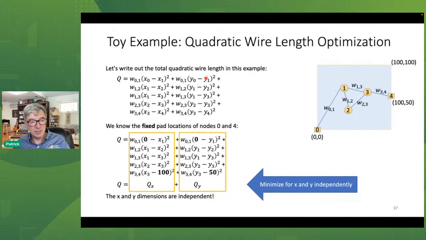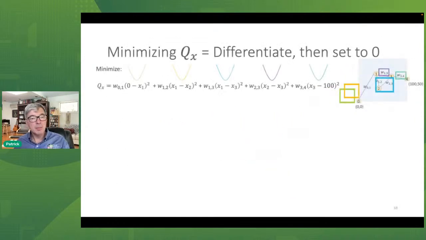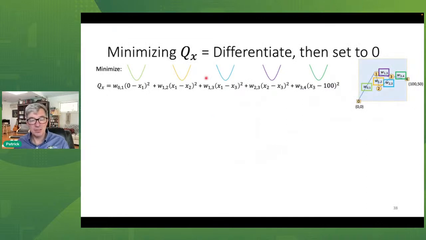So I want to minimize this Qx. How do we minimize Qx? Well, that's just what we learned in high school: you differentiate and then set to 0. So this is, for this particular small example, the quadratic wire length that I see. It's this location 0 minus the position of this point 1 squared times its weight, etc. I write it down here.